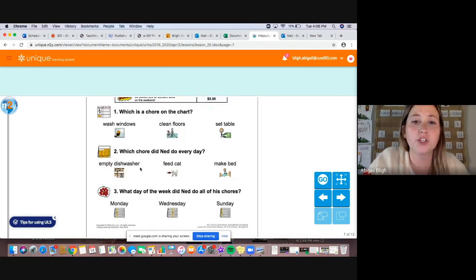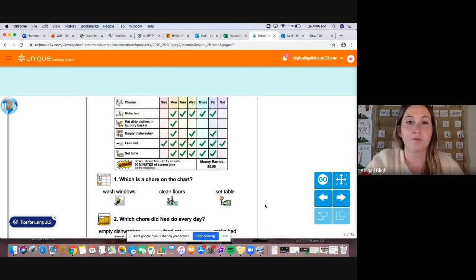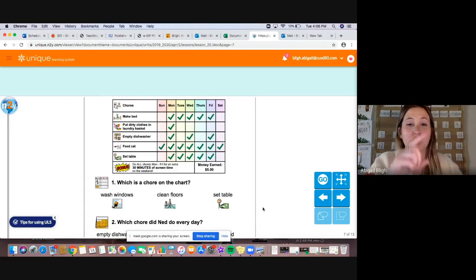Number 2, which chore did Ned do every day? So I talked about that before. One of these has a check mark on every single day going across. So I'm going to look at the days up here, and then I'm going to look through which chore has a check mark for every single day. If there's blank spaces, that means he didn't do it every single day.